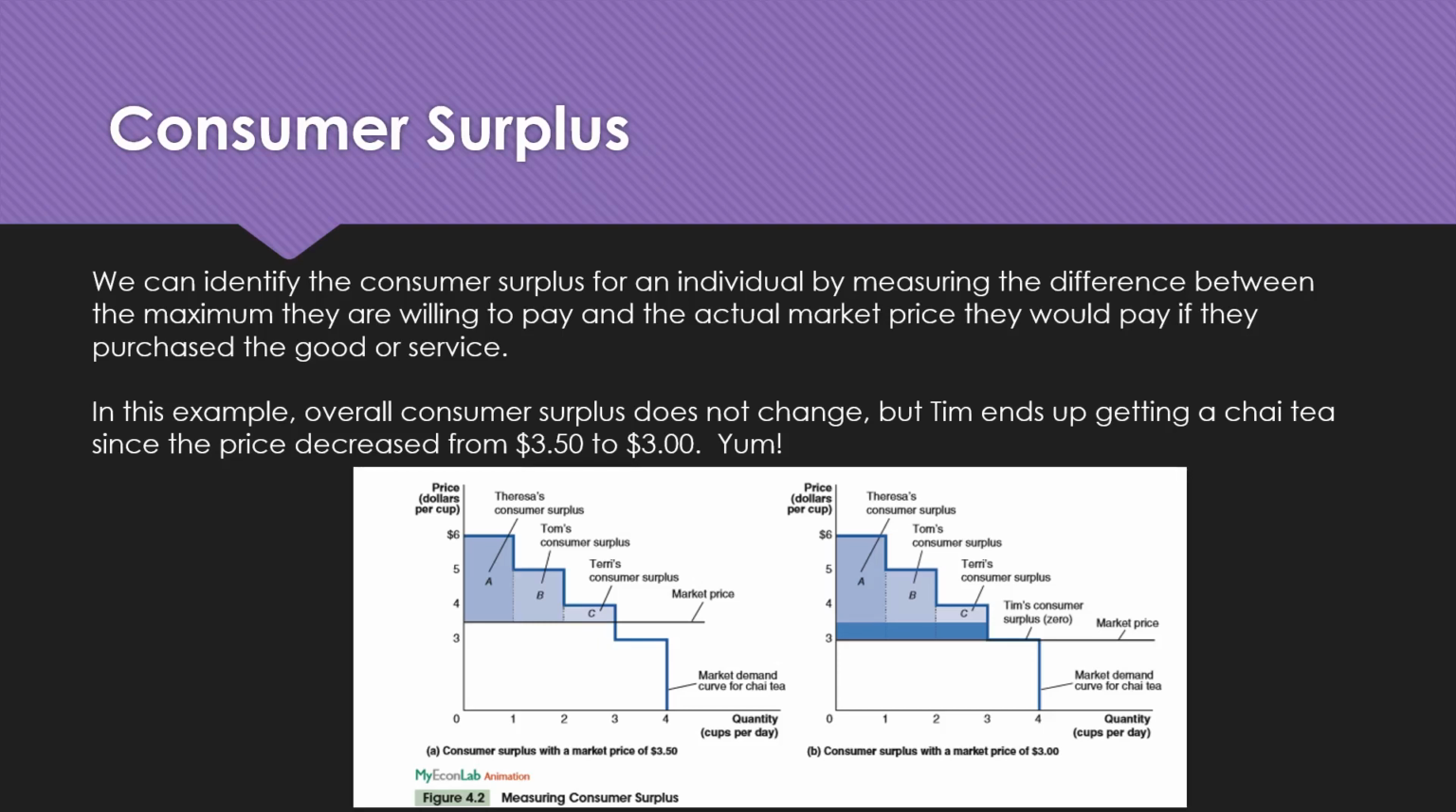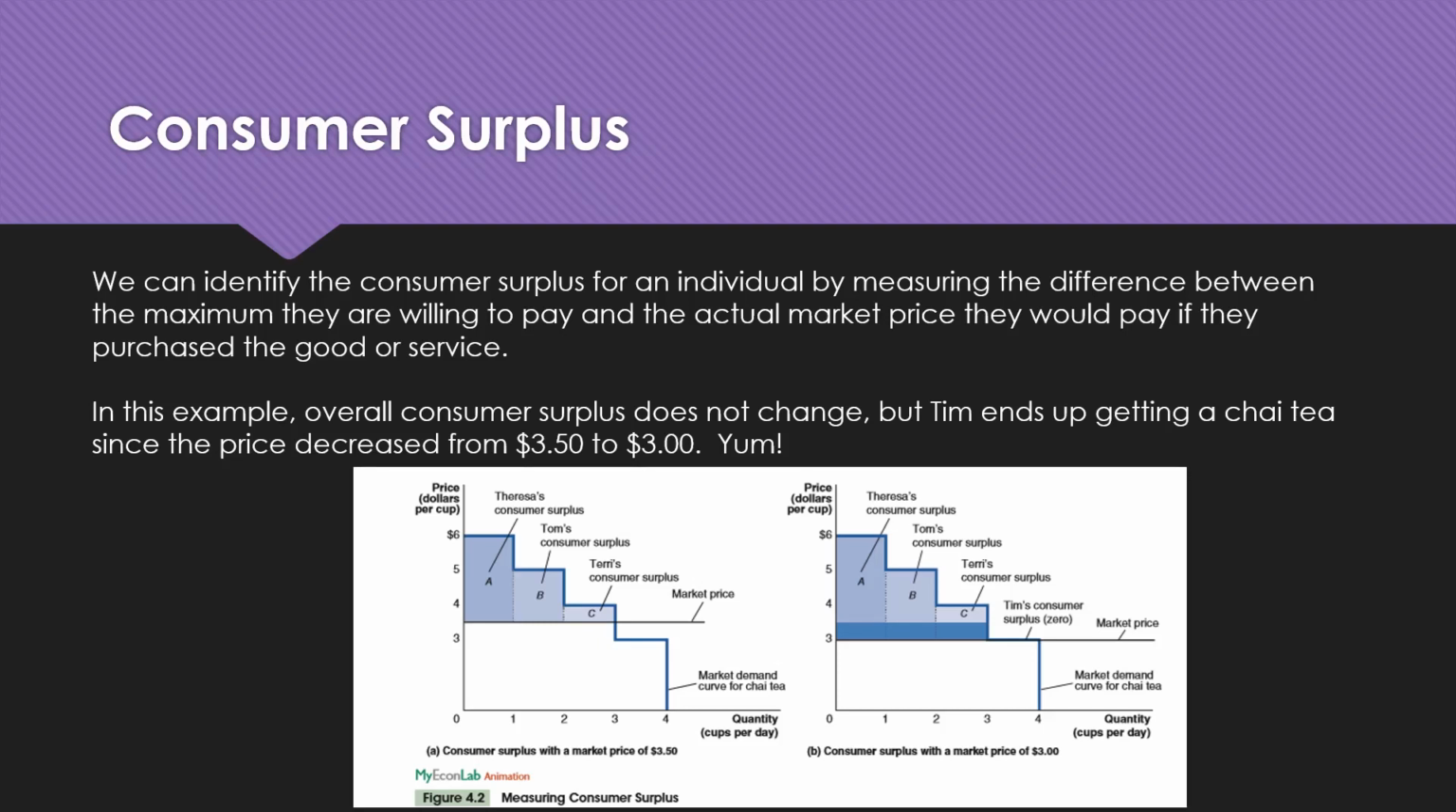So as a result, in example A, the consumer surplus is the sum of the surplus of all individuals that purchase the product. For Teresa, it's actually $2.50. For Tom, it's $1.50. For Terry, it's 50 cents. When you add that all together, $2.50 plus $1.50 plus 50 cents, that is $4.50 in consumer surplus. Not a lot, but it's better than just paying the maximum price you're willing and able to pay and not having extra money to spend on other resources.